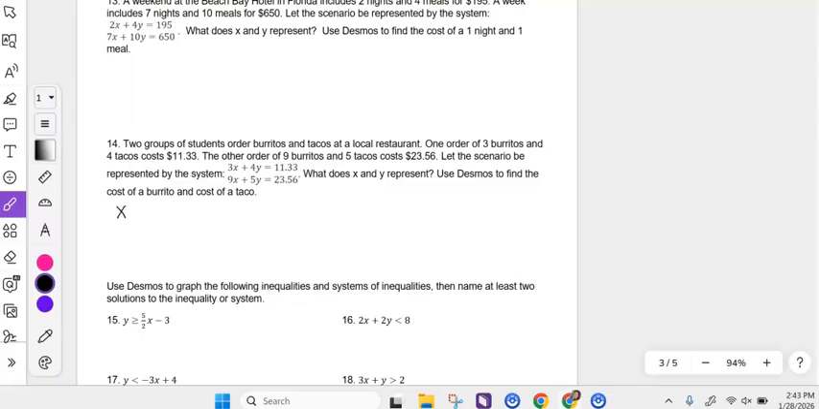So first off, we have to figure out what x and y represent. There are 3 burritos in one order and 9 burritos in another, so there's 3x, 9x. There are 4 tacos in one order and 5 tacos in the other, 4y, 5y. So x is burritos, y is the number of tacos. And then we're going to go to Desmos.